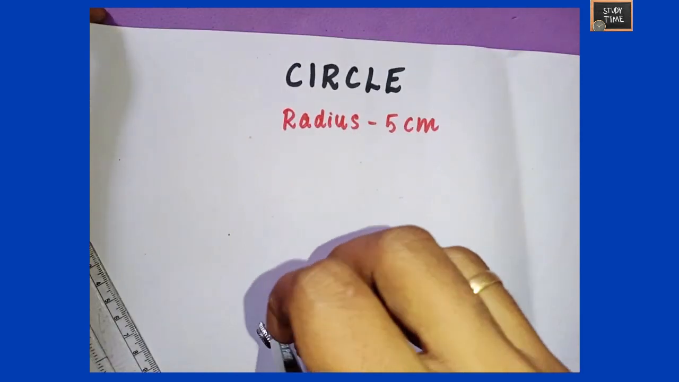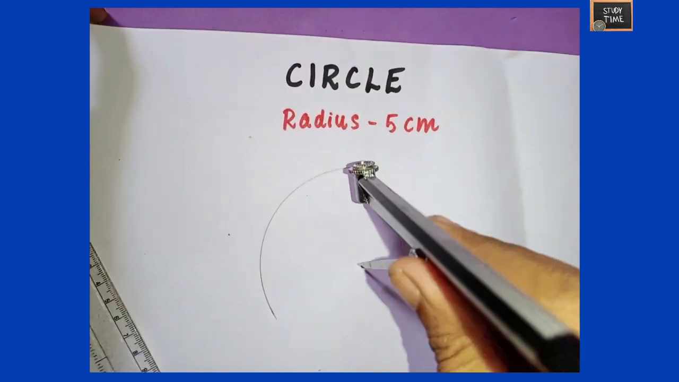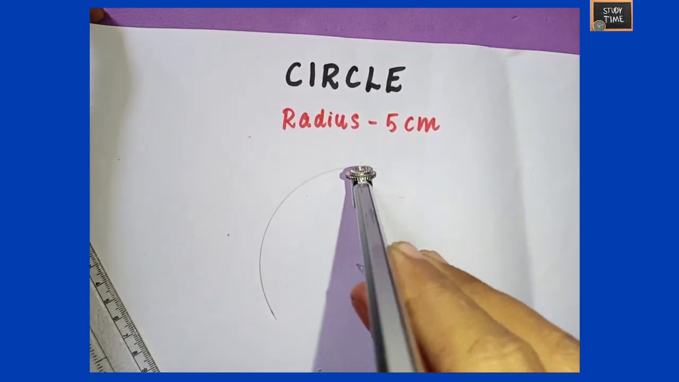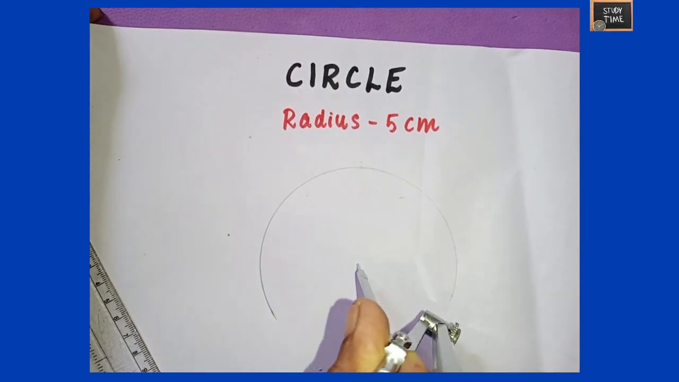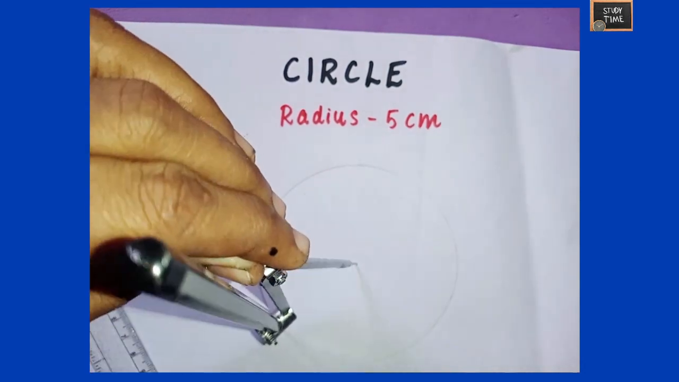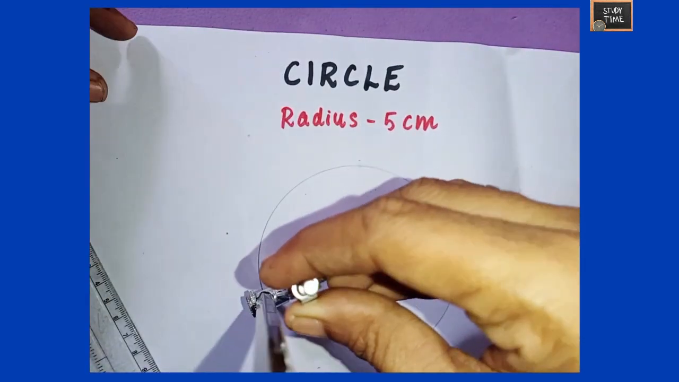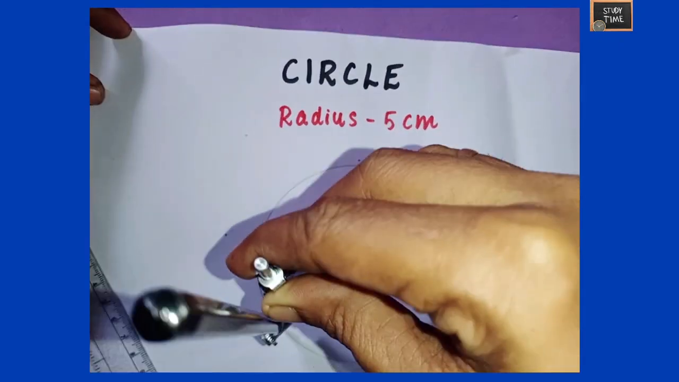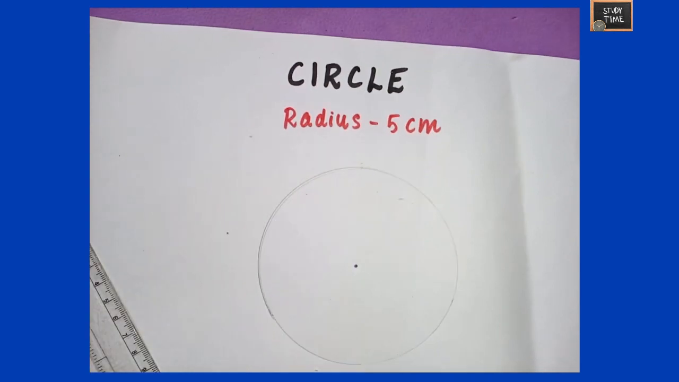Then you can draw the circle with a compass. So try holding it properly. This is how you should make a circle with a compass. If that is not convenient with your right hand, you can use your left to make it a circle. If it is a notebook, you can rotate the notebook to make the circle.